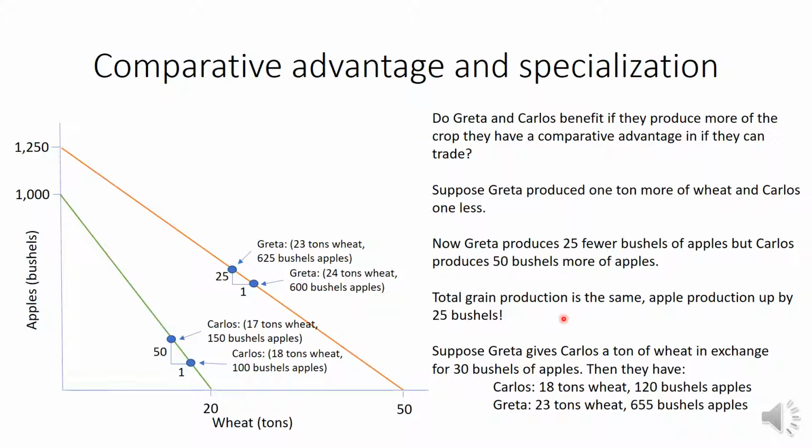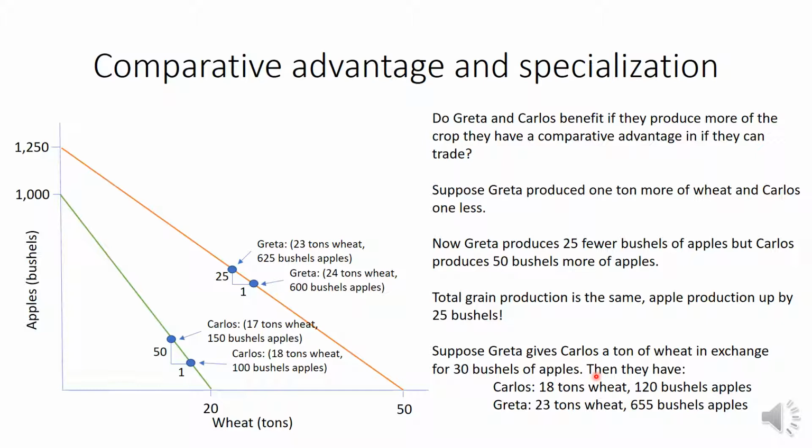Now suppose that what Greta does is says, hey Carlos, I'll give you a ton of wheat in exchange for 30 bushels of apples. And that will leave them after this trade with Carlos having 18 tons of wheat and 120 bushels of apples. Greta will have 23 tons of wheat and 655 bushels of apples. So they'll both have the same amount of wheat as before, but will have more in the way of apples. Would Carlos accept that bargain?